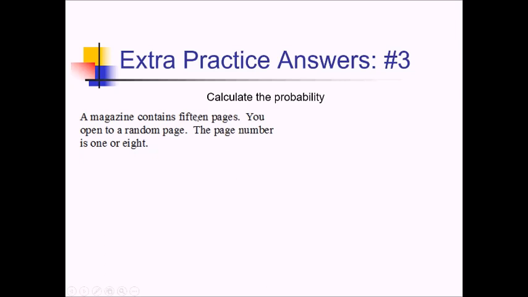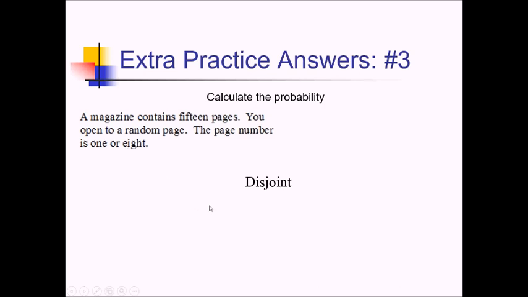For this problem, we have a magazine with 15 pages, and we randomly open to a page. We want to find the probability that the page number is 1 or 8. So if we're dealing with an or, we have to ask, are these disjoint categories, or can there be some overlap? Can a page be page number 1 and page number 8 at the same time? Well, definitely not. These are very disjoint. So we just have to add the individual probabilities together and call it a day.